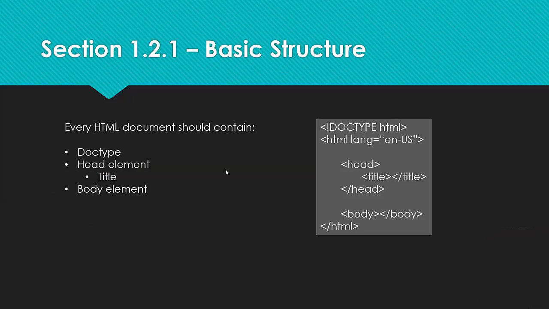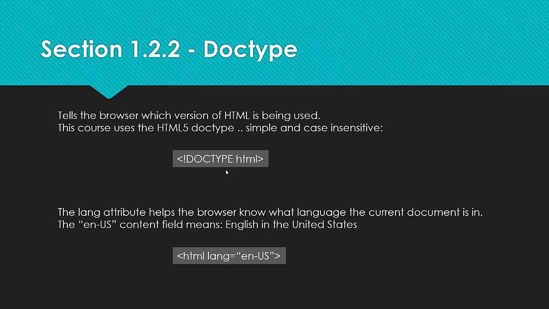Okay, and section 1.2.1, we're going to go over some of this basic structure. Every HTML document needs to contain a doctype, a head element with a title, and a body element. This is the simplest form of an HTML5 page that you could possibly get. We'll go over all these in a little bit more detail. The HTML5 doctype is very simple to use, unlike some of the older doctypes, which were quite long. I could never remember them.